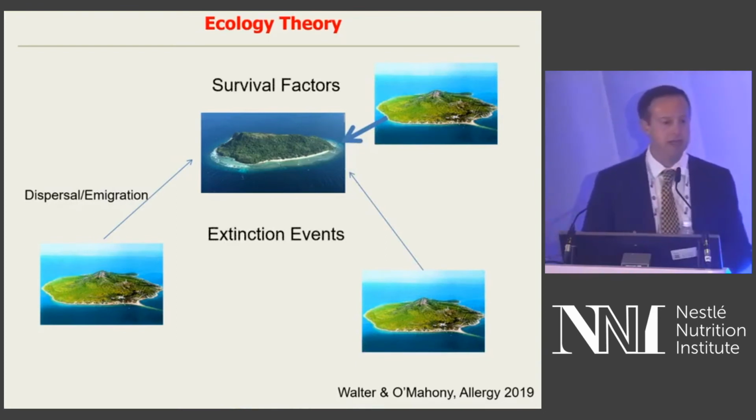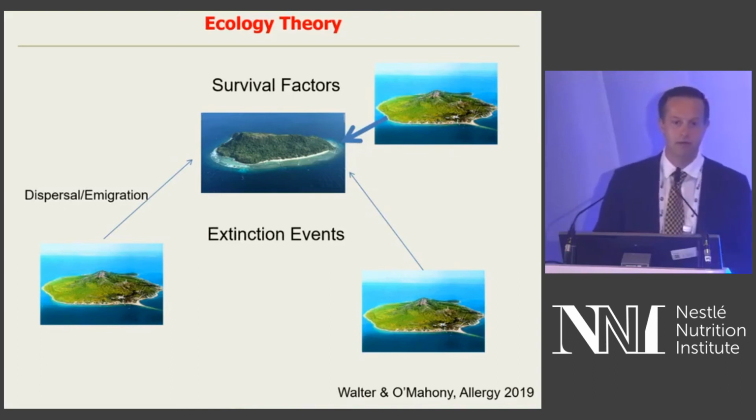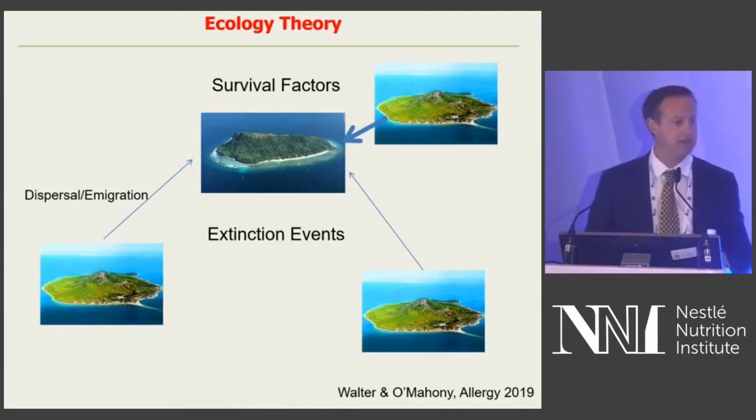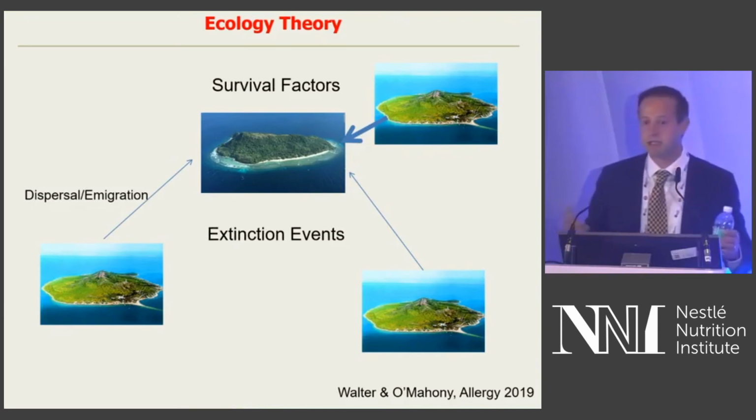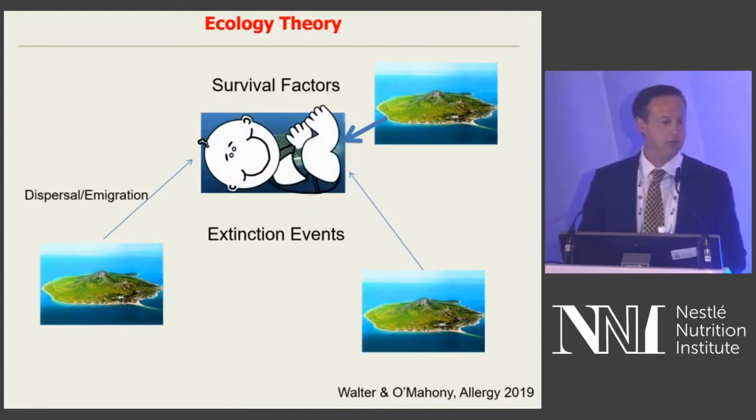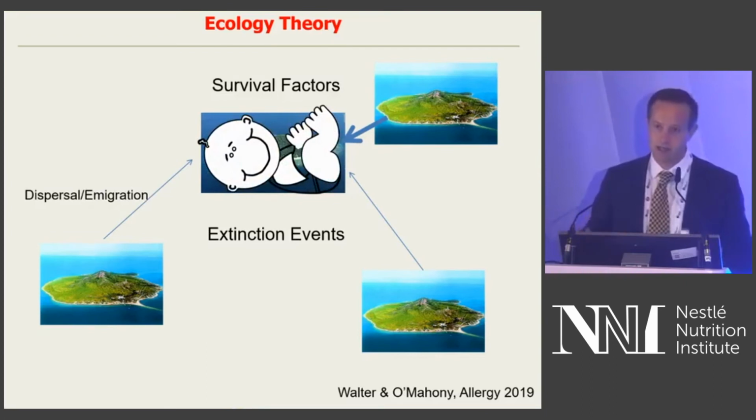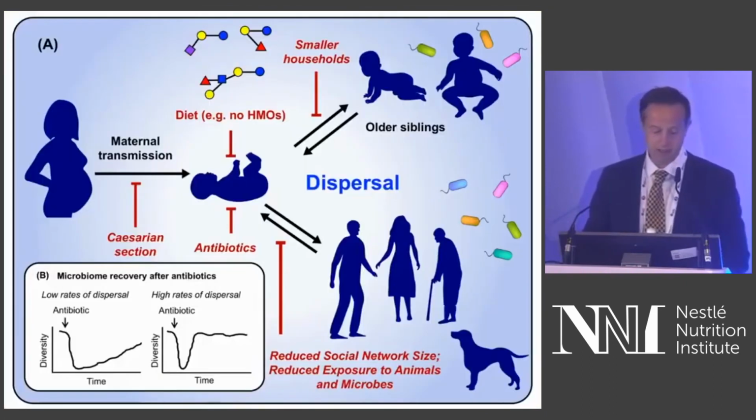And then once something gets to the island, it has to survive. So it has to have the right food, for instance, or there can be extinction events. So you can have a catastrophe where everything of a certain species gets killed off. So with all these theories, what if we put the baby in there? Is the baby the island now? And we start to apply all of those theories. And actually, when we did this, and we've just published this in Allergy, it fits very, very well.